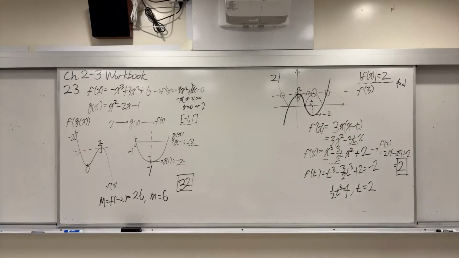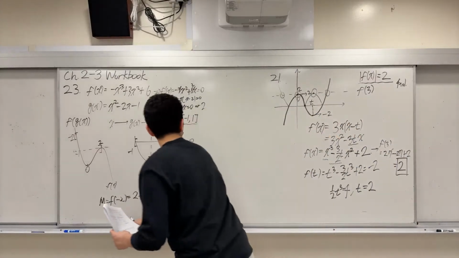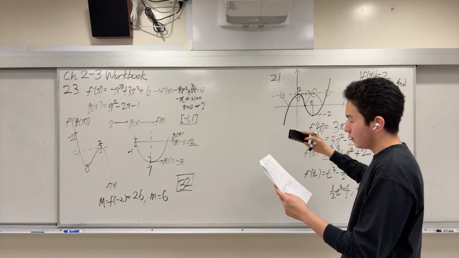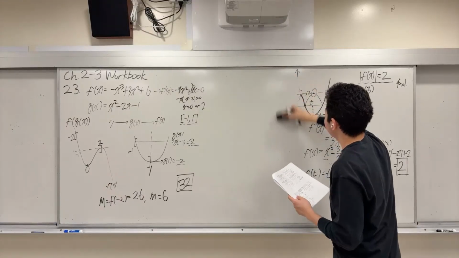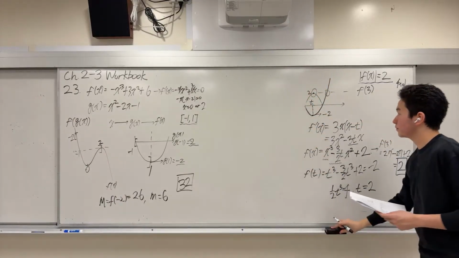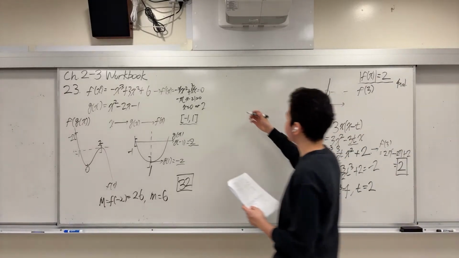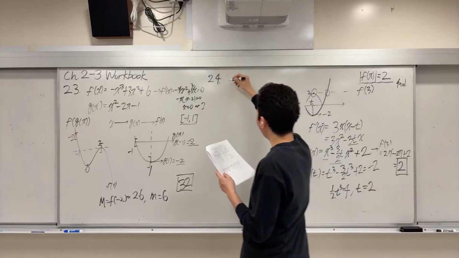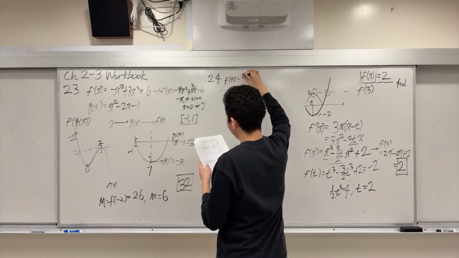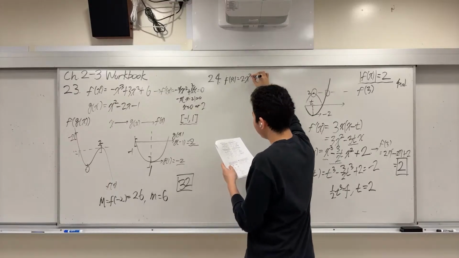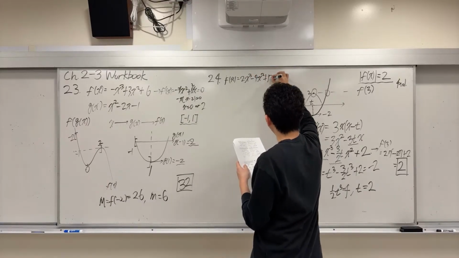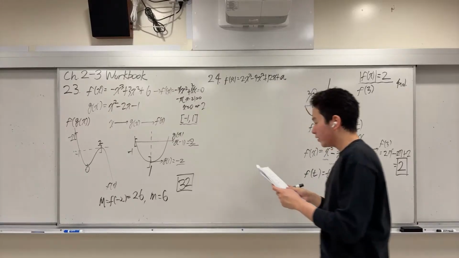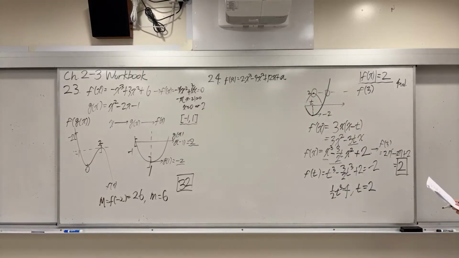Okay, so the next problem is going to be 24. So I'm just going to erase this portion. Okay. The minimum value of function f of x equals 2x cubed minus 9x squared plus 12x plus a, on the closed interval 1, 3 is 3. So the minimum value is 3. What is the maximum value of f of x on this interval?